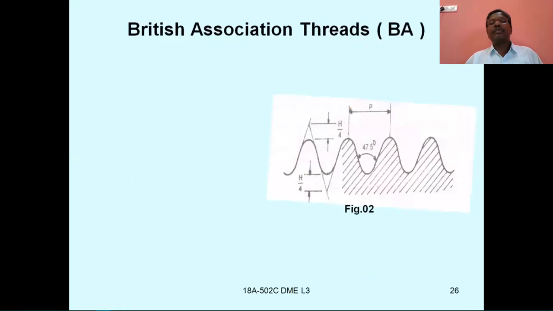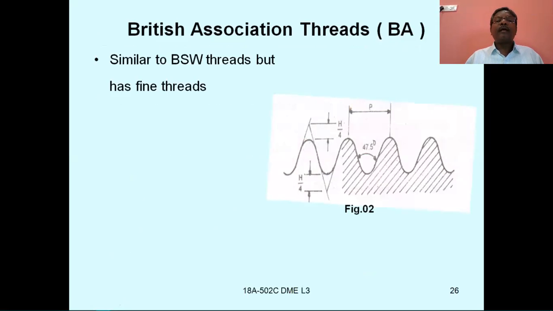And British Association threads, BA thread. This is also similar to British Standard Whitworth threads, but here they are fine threads, whereas in the previous case it was a coarse thread. The included angle, the thread angle here, is 47.5 degrees.